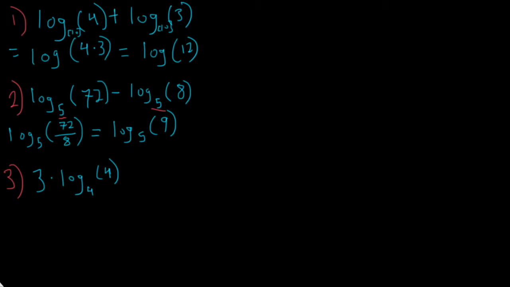All right, so what we know is that when we have a multiplied number outside, we can bring it as an exponent inside the log. So this becomes log 4 of 4 to the 3rd power. And we know that 4 to the 3rd power is going to give us 64. So this is log 4 of 64. All right, and that's that. Okay, not too bad, these properties.